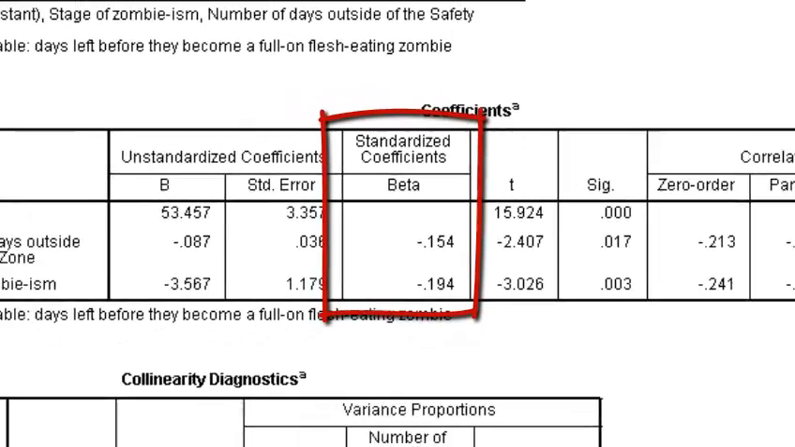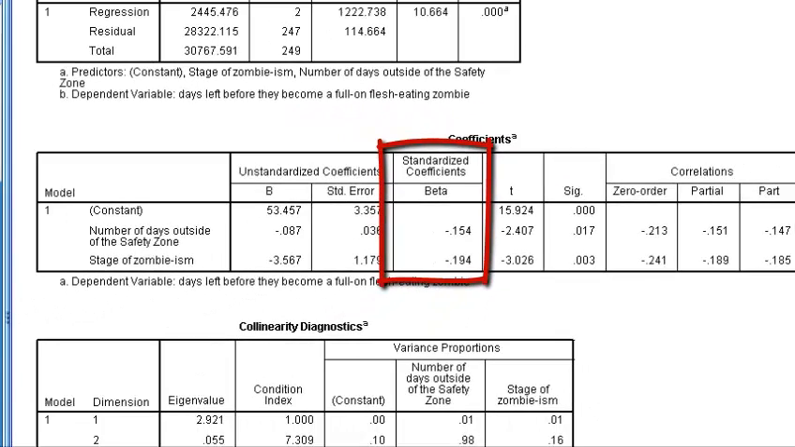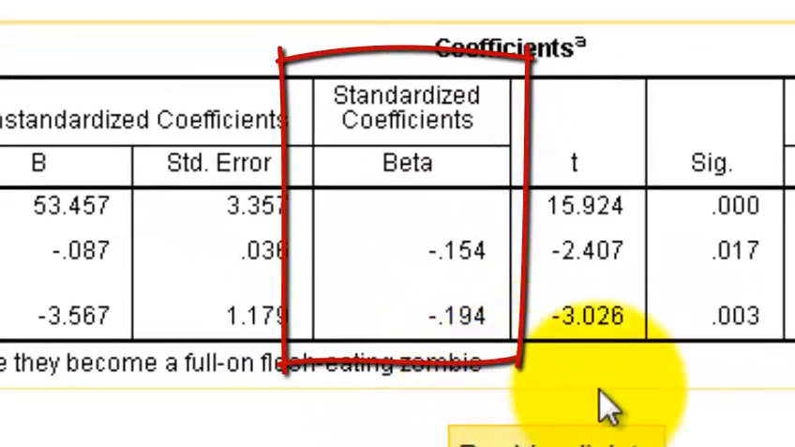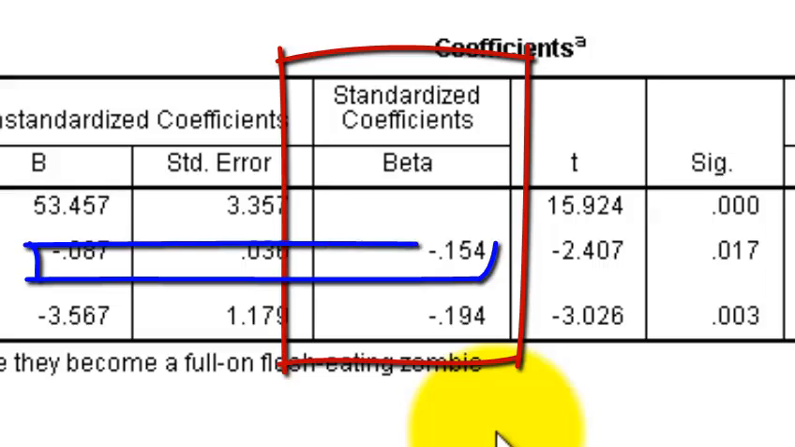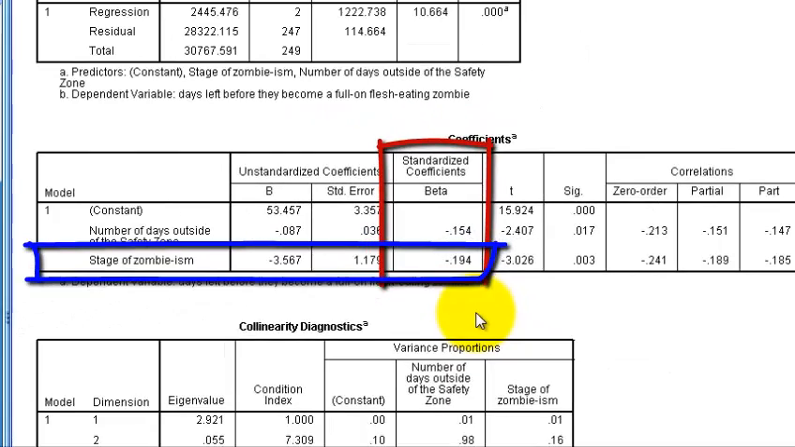Therefore, look at our data. The betas of the two predictors are negative 0.154 and negative 0.194. And remember, we need to look at absolute value, which means we kick out the negative symbol because it just means the direction between the predictor and the outcome. So apparently 0.194 is bigger than 0.154. In other words, stage of zombieism was the stronger predictor of the two.